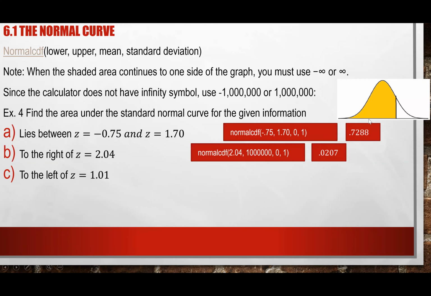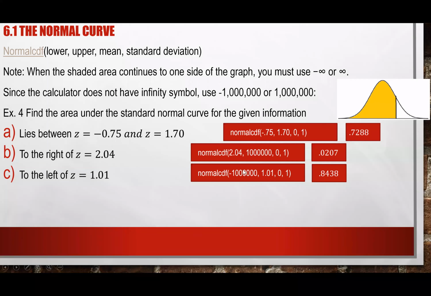And if you sketch your graph and you shade it to the left, you say, okay, go calculate from some small number, which is negative 1 million, all the way to this upper limit, which is 1.1. So again, this is the only three questions that they will ask you, okay? They will ask you to find the area between two numbers, find the area on the left of some number, find the area on the right of some number. So if you can sketch the graph, hopefully you can identify which endpoint you are using, okay?